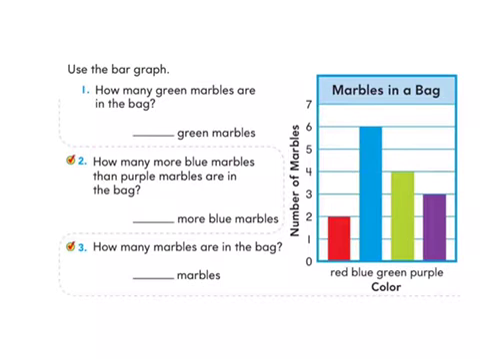Alright, so we're going to look at this bar graph over here. This bar graph is marbles in a bag. So in a bag, there are different colored marbles. Down here, it tells us the colors. We have red, blue, green, and purple. And over here, it tells us the number of marbles.